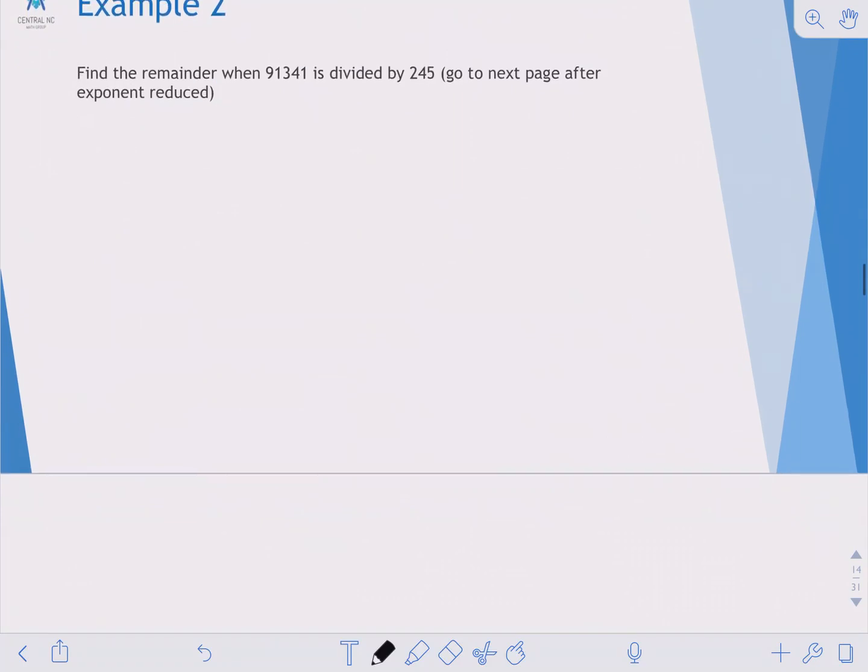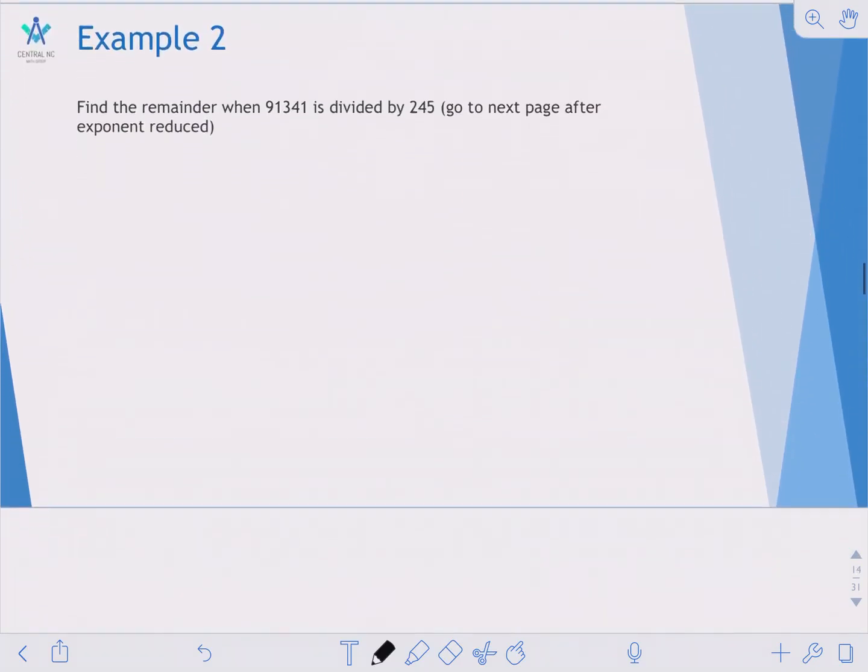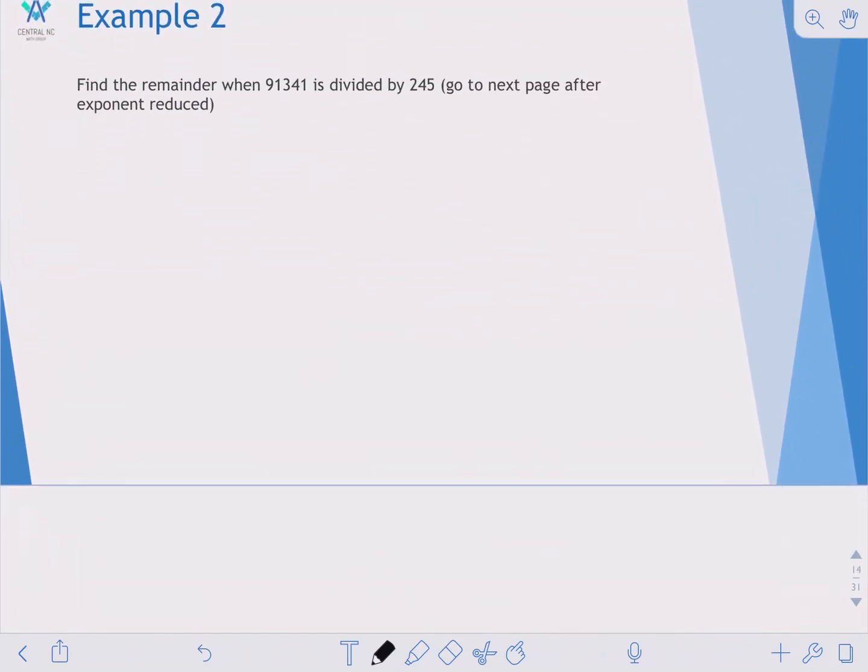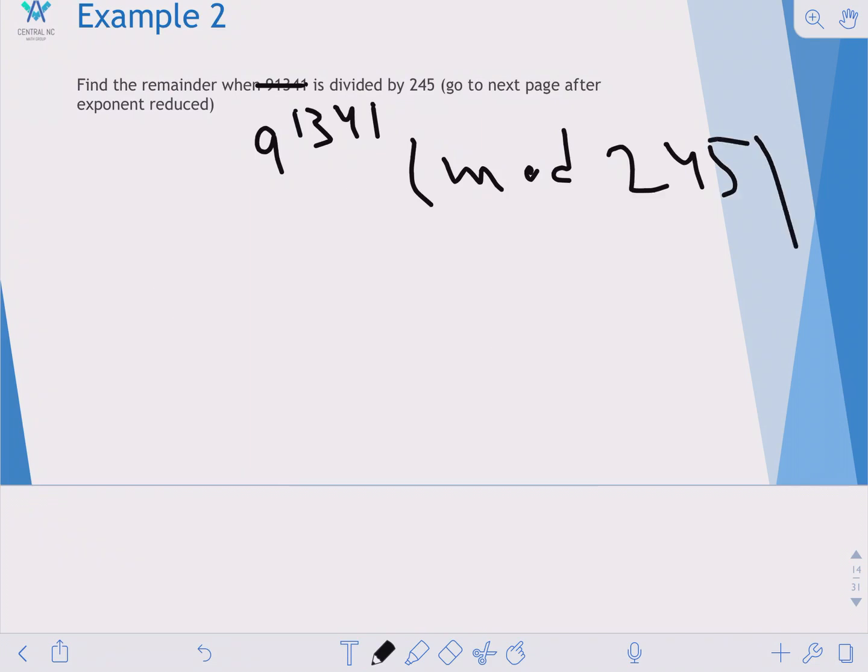So let's do so. This should be 9 to the 1341. So what we're looking for is this. Well, 9 and 245 are relatively prime, right? Because 245 is 5 times 7 squared. So since they're relatively prime, we can immediately apply Euler's theorem.